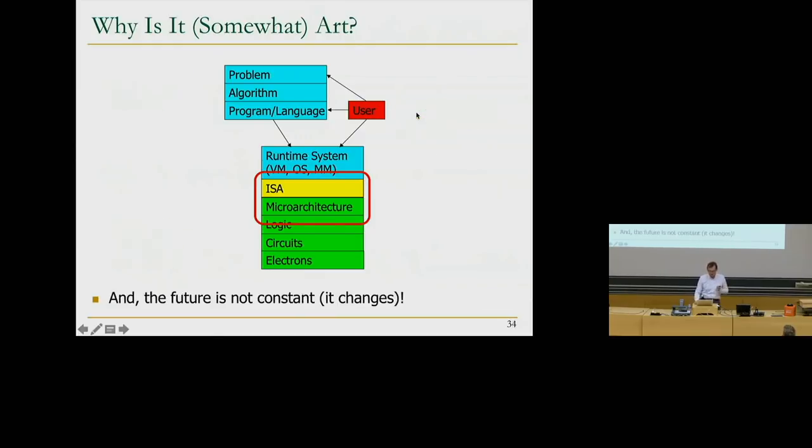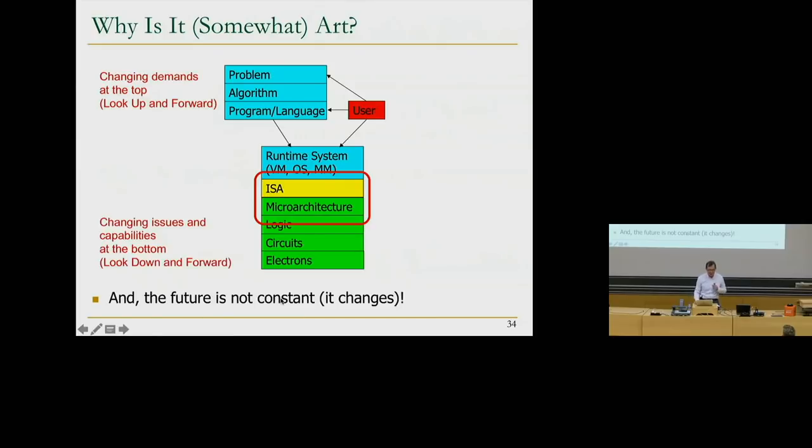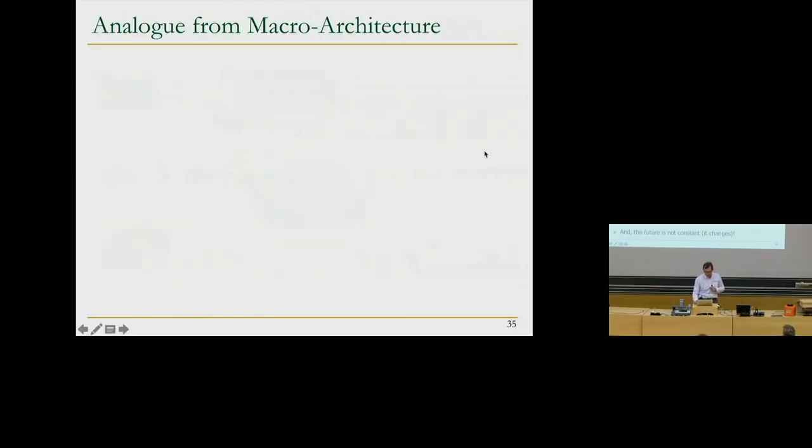Users are also changing, right? But basically the future is not constant also. So you have changing demands at the top, changing issues and capabilities at the bottom, and changing demands and personalities of the users. So there's an analog from macroarchitecture. I like macroarchitecture, as you know. I'll give you this analog very quickly.